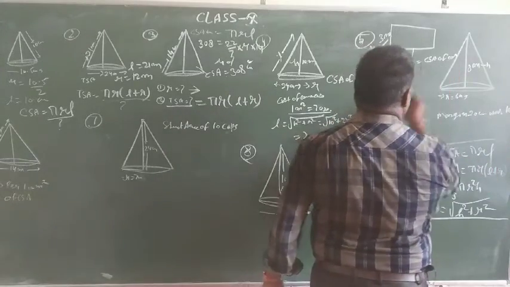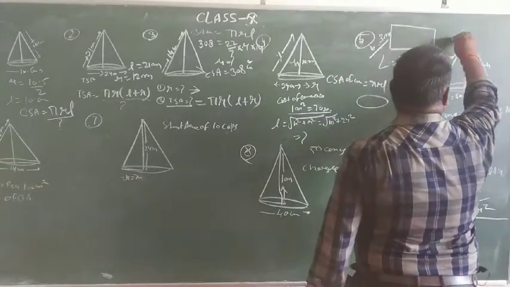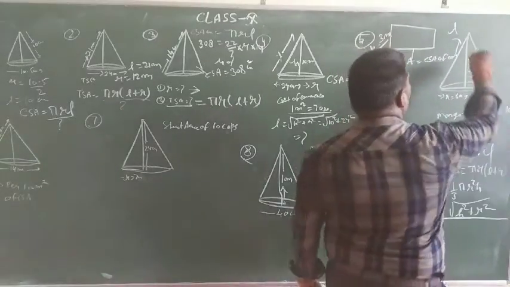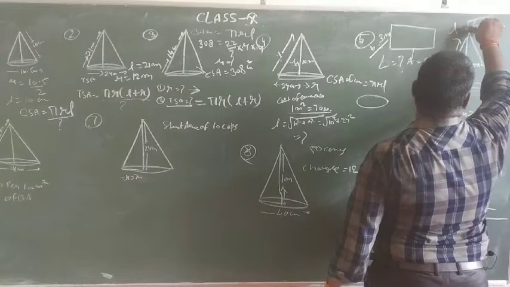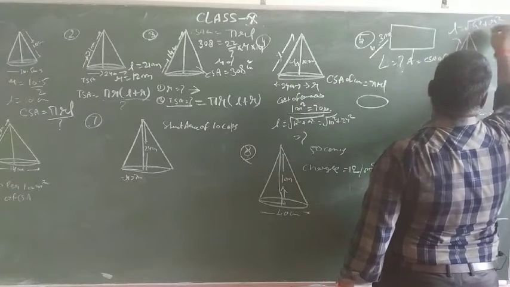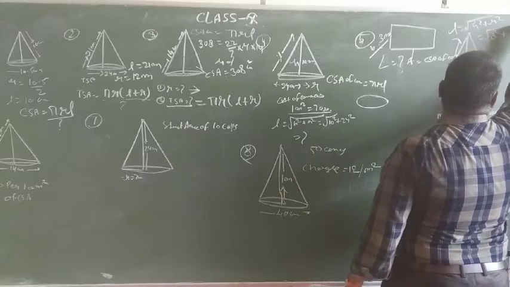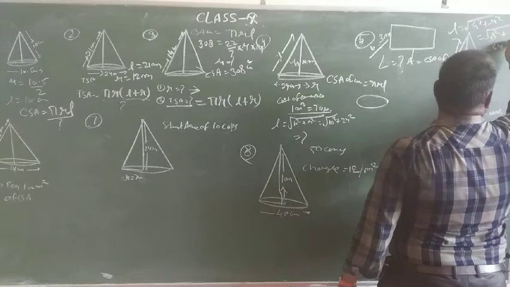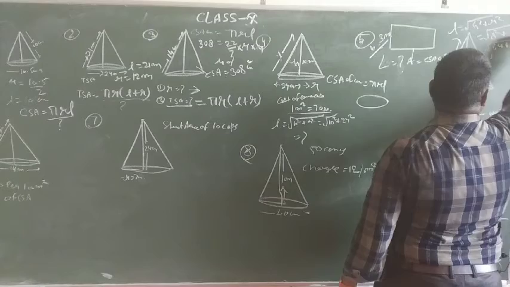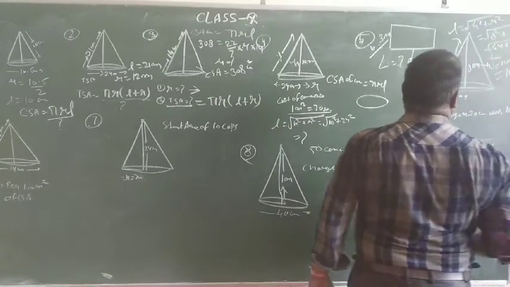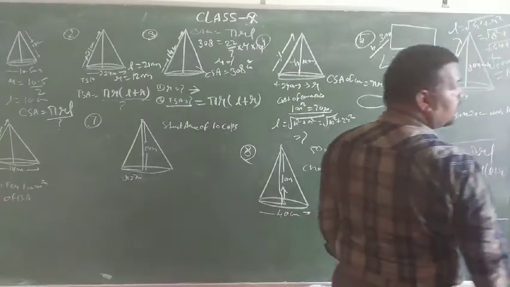So find the CSA. And by finding the CSA, at first you find the slant height. How can you find the slant height? Slant height equals the square root of h square plus r square. So the value of h is 8, squared is 64, and the value of r is 6, squared is 36. 64 plus 36 is 100, and the square root is 10. That means the slant height is 10.